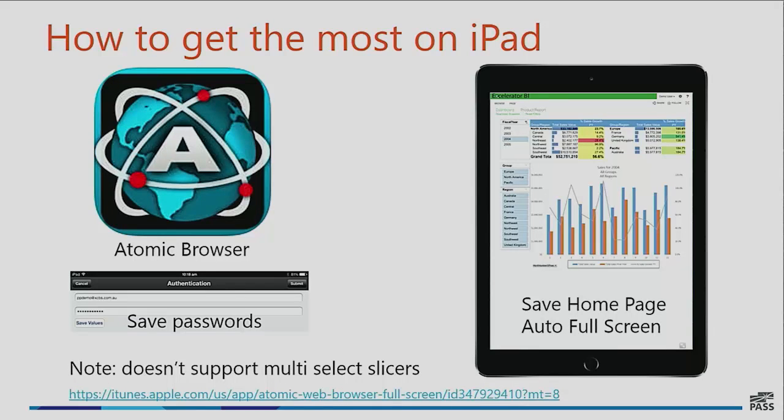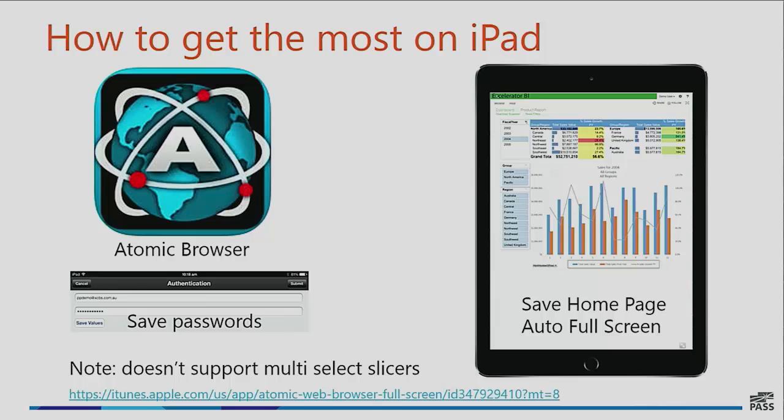And then importantly, you can save a home page. And so I've got this set up so that it goes directly to that home dashboard page that I said there. And it also goes automatically into full screen mode. So this is a browser, but there's no browser artifacts at the top of the page. And of course, all of the slice and dice buttons and everything continue to work. There is one problem that's not resolved, and that is that it doesn't support multi-select slices.